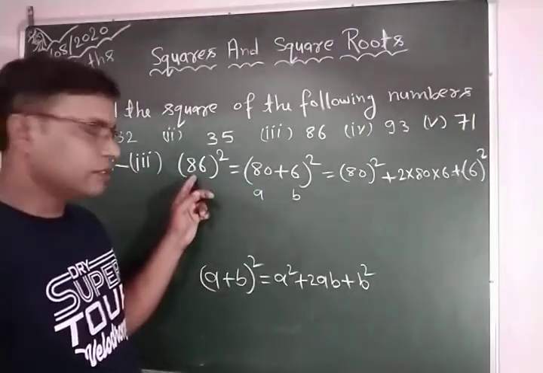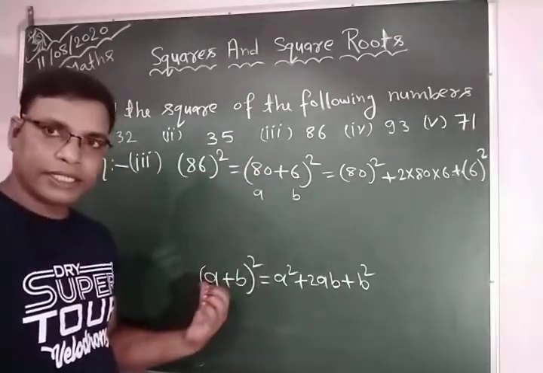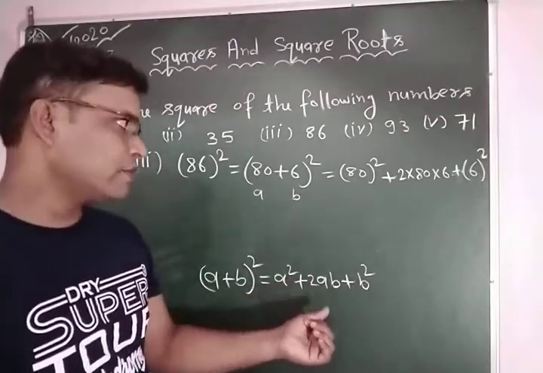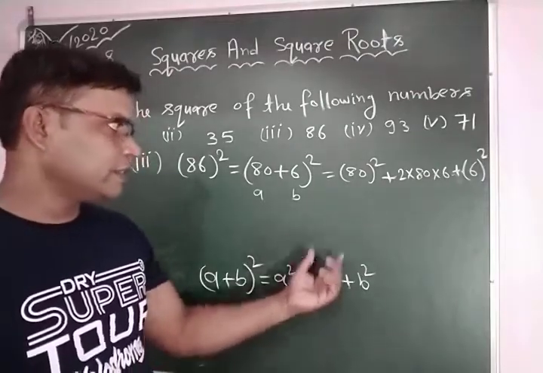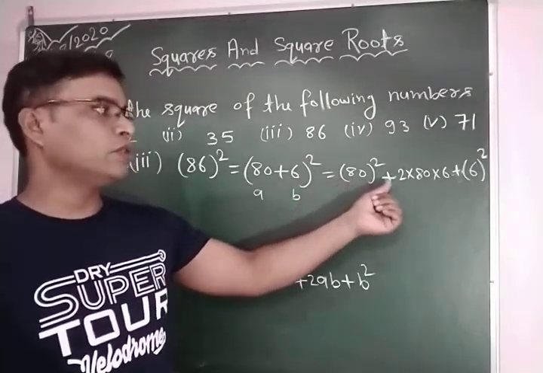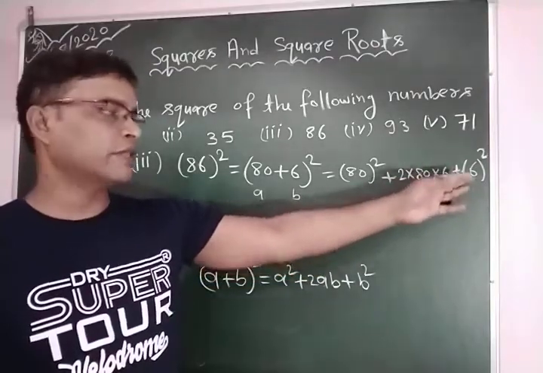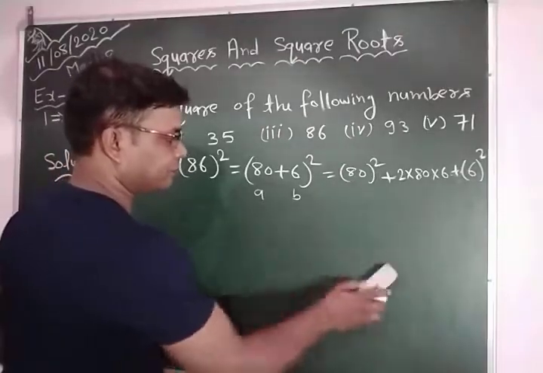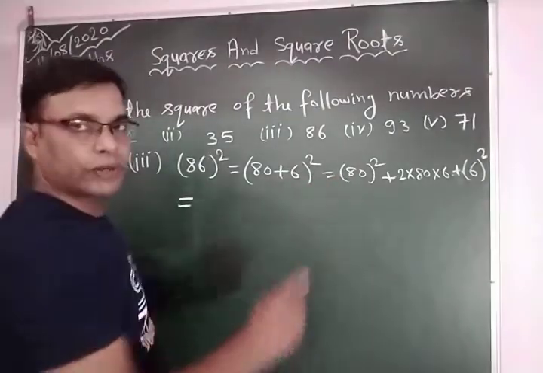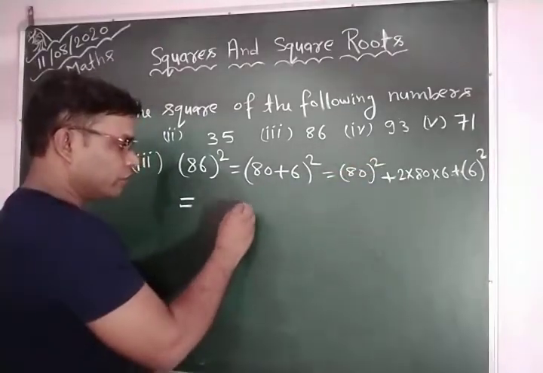First this is 86, we write 80 plus 6 whole square, and we know this identity: whole square of a plus b is equal to a square plus 2ab plus b square. So here according to this identity 80 is a and 6 is b, so you can write here 80 square plus 2 into 80 into 6 plus b square, means square of 6. Okay, now here 80 square.